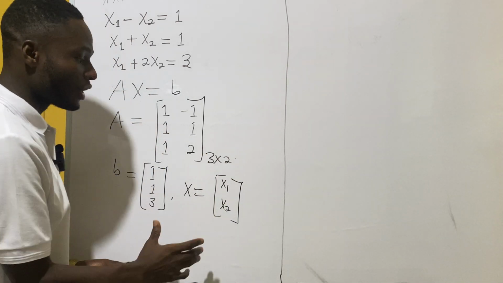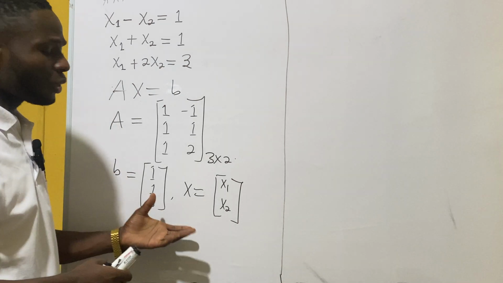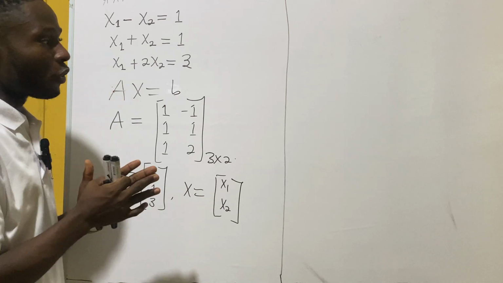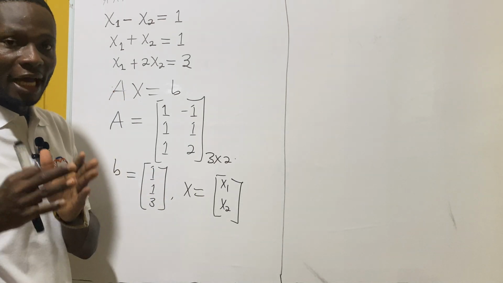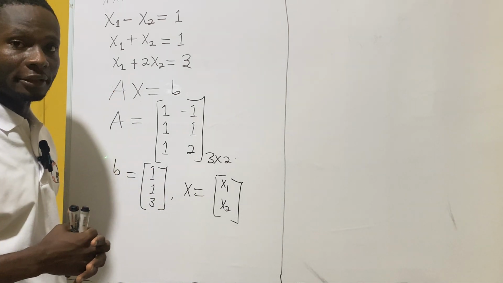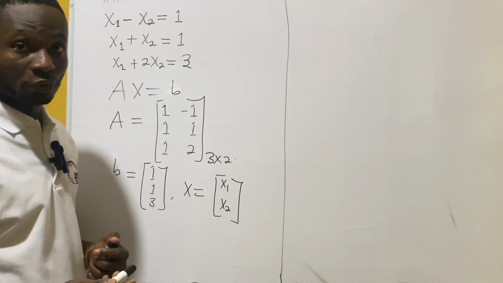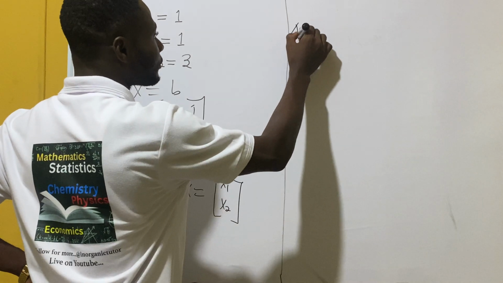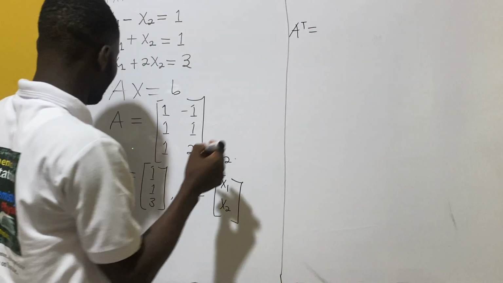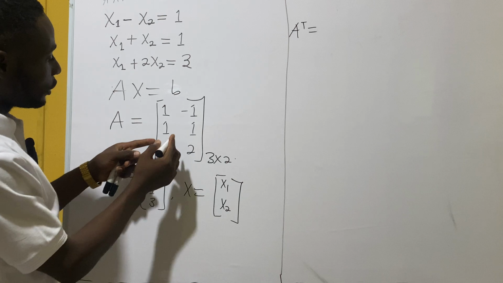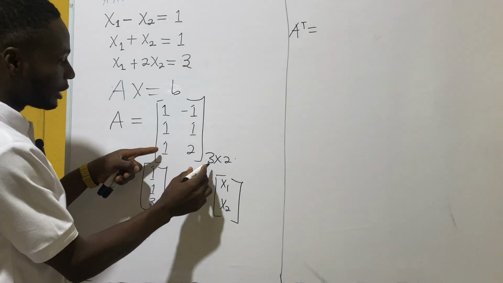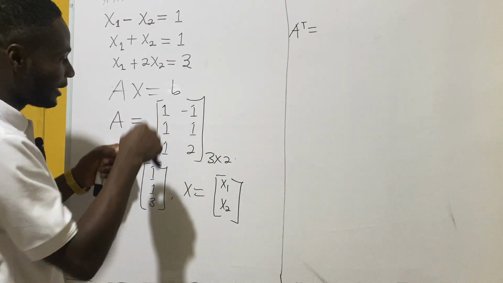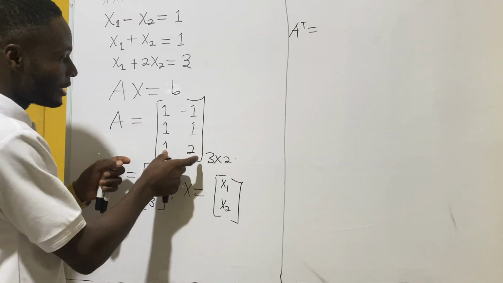So we have all this information right here. So what are we going to do next? We have to look for A transpose times A, right? So we have to find the transpose of A. Okay, so the transpose of A, right? From here, when you want to transpose this 3 by 2 matrix, you're going to have this 10 down, this 10 down, this 10 down, right?